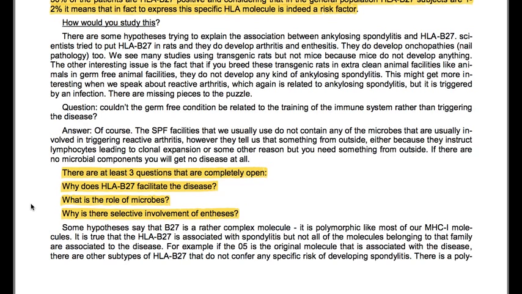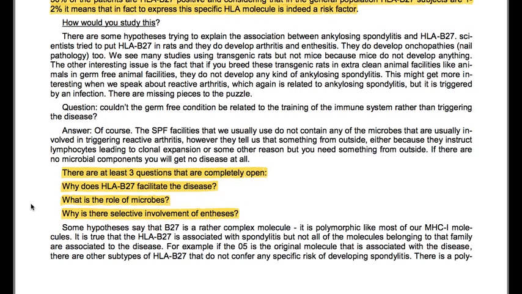This might get more interesting when we speak about reactive arthritis, which again is related to ankylosing spondylitis, but it is triggered by an infection. There are missing pieces to the puzzle. Question. Okay, there are at least three questions that are completely open. Why does HLA-B27 facilitate the disease? What is the role of microbes? Why is there selective involvement of the enthesis?